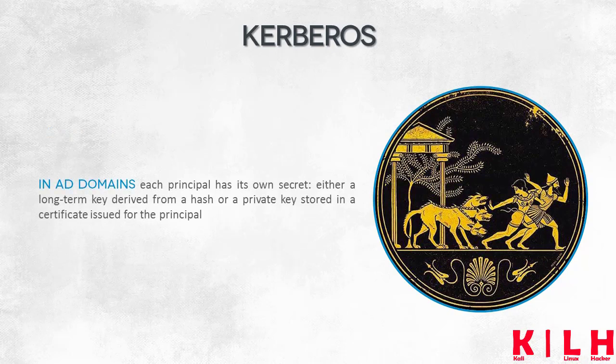Each principal needs to have their own secret in Active Directory domains, Kerberos domains, for authentication to work. This secret is known as a long-term key. The standard defines a long-term key as a key extracted from a user's password. You submit your password, and a long-term key is generated from it. In Windows, it can also be a private key issued by a certification center. This is an expansion of the standard.